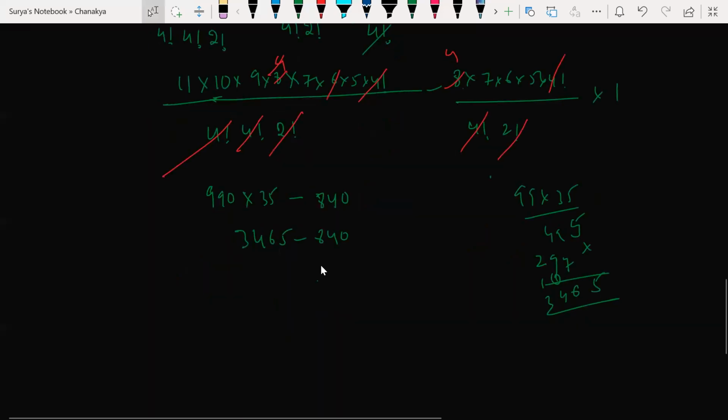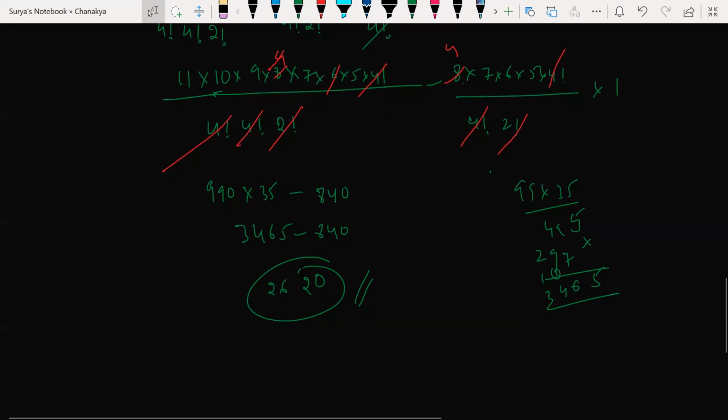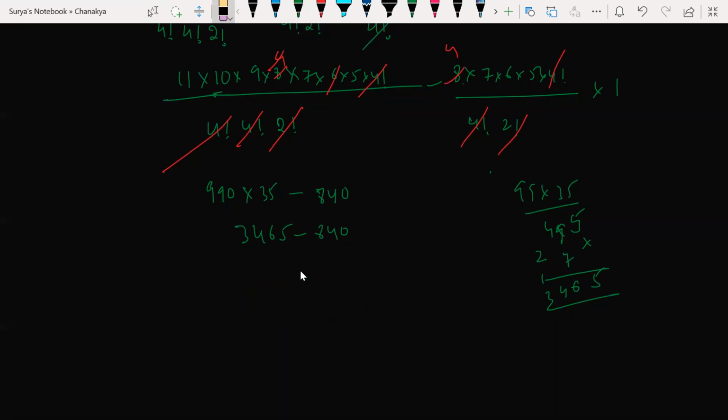Just calculate this now. This is my answer, isn't it? Getting my point? No, I think 990 into 35, I think we made a mistake. 45, 5 Sir, 45, 49. 3 9s is 27. Ah, yes, yes. The total answer should be 33810, right? Yes, that is somewhere I made a calculation mistake.